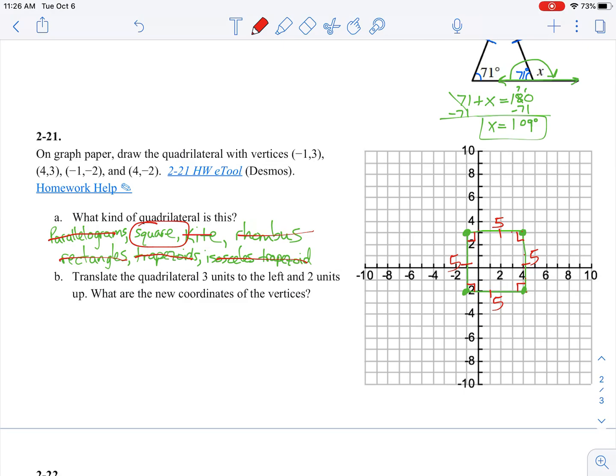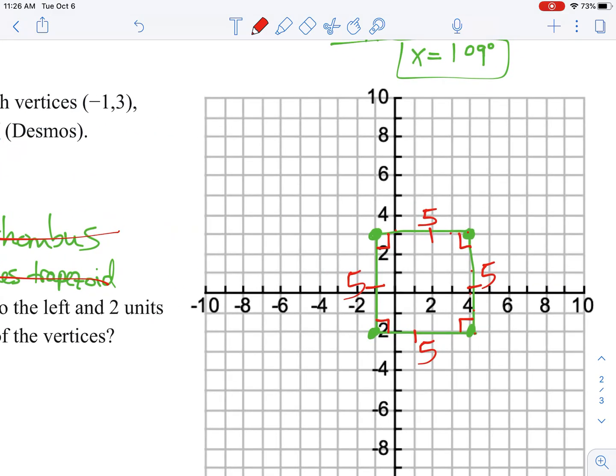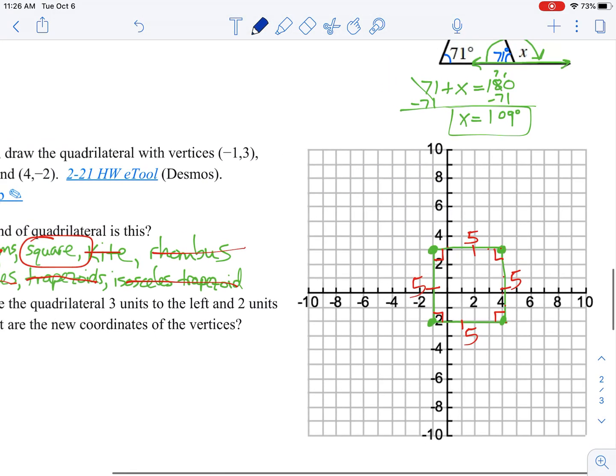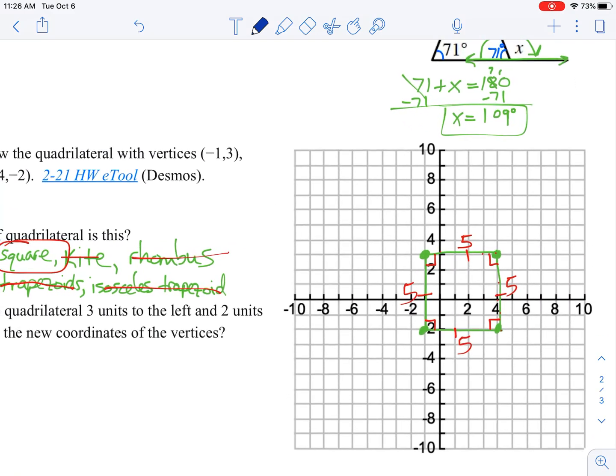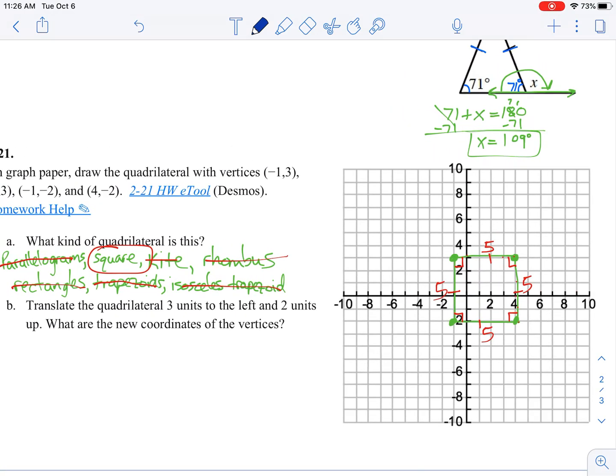Translate the quadrilateral 3 units to the left and 2 units up. What are the new vertices? All right, so I'm going to use a different color here, and it wants us to go 3 units to the left and 2 up. I'm going to start at my top left corner and then go around. So 3 units to the left, 1, 2, 3, and 2 units up, 1, 2. What we're going to do is move each point like that.